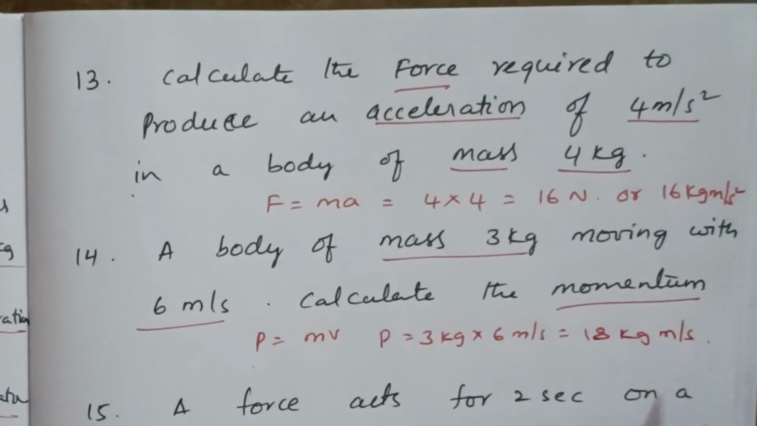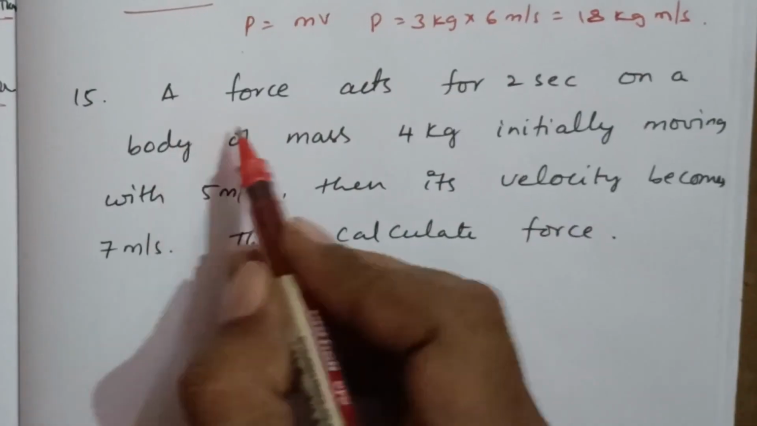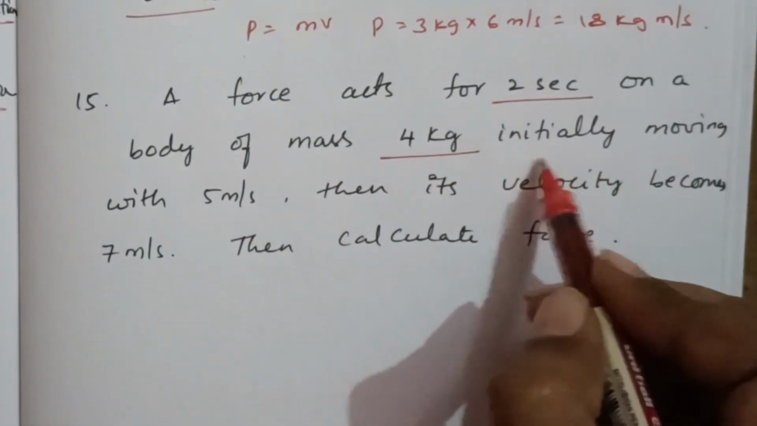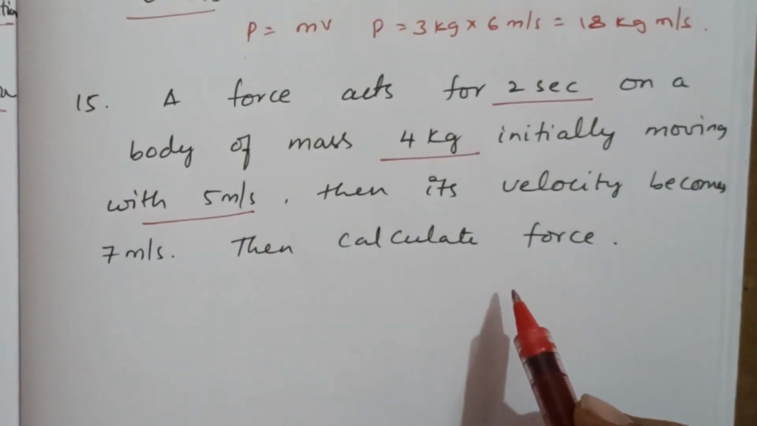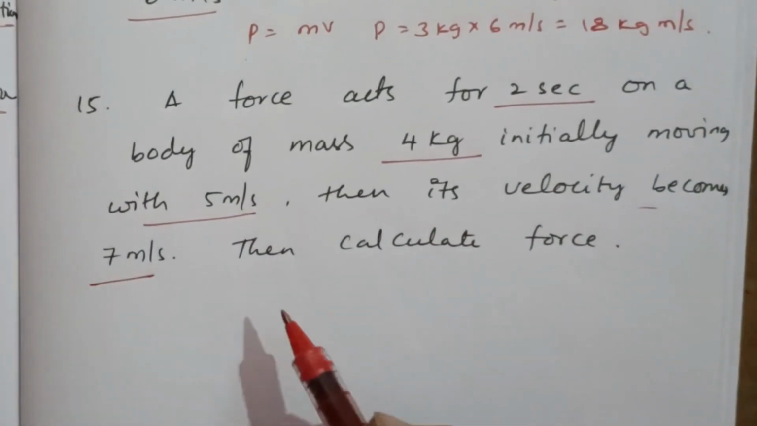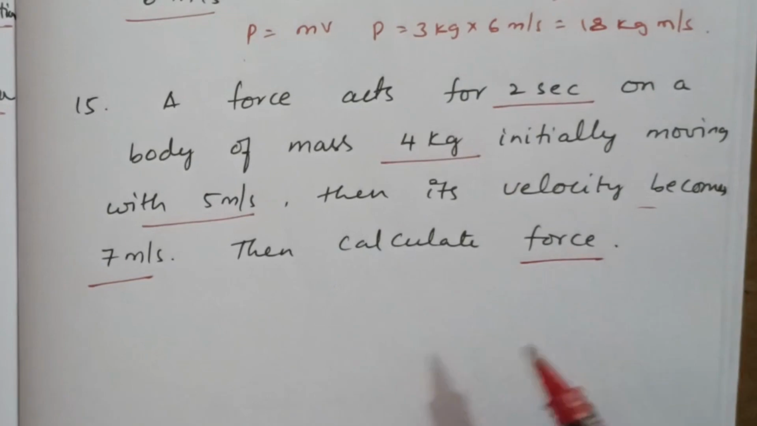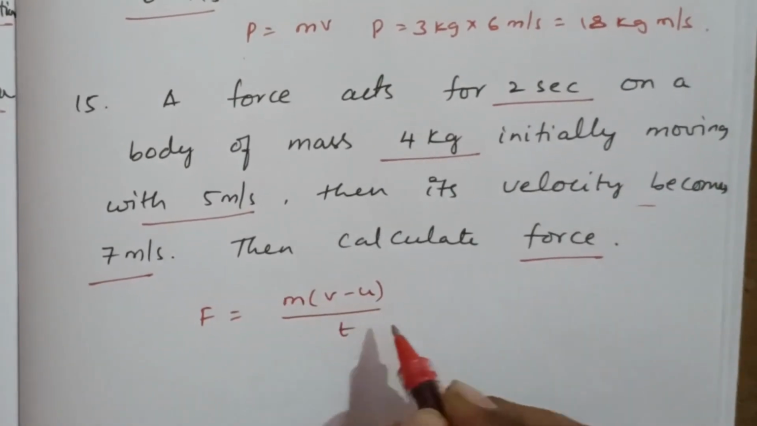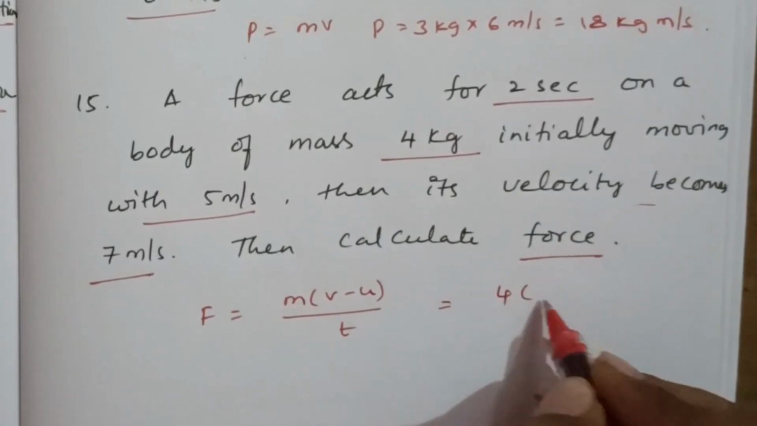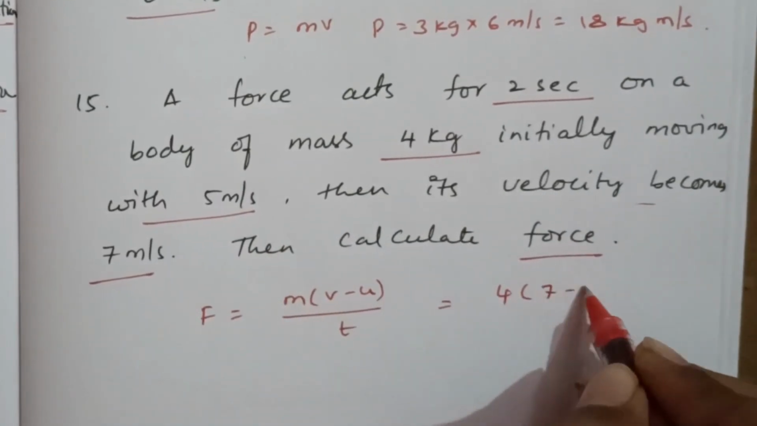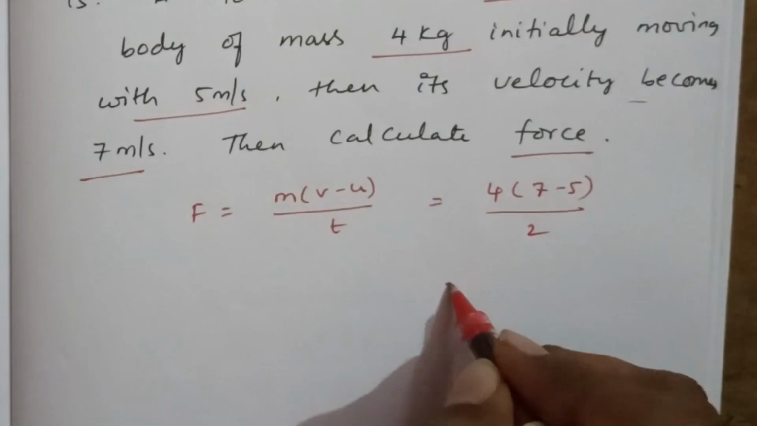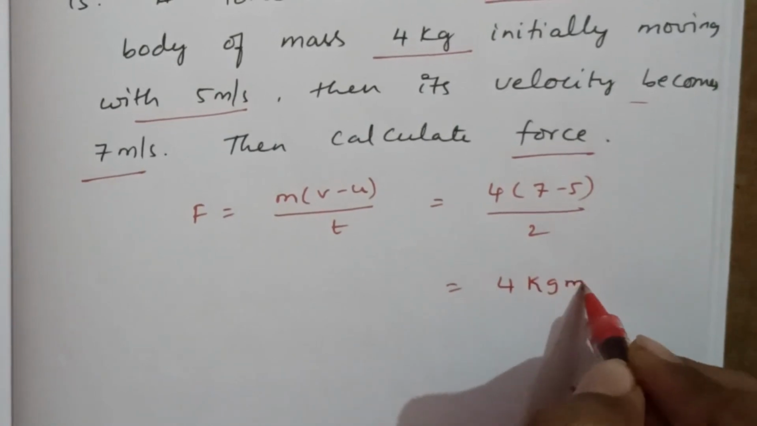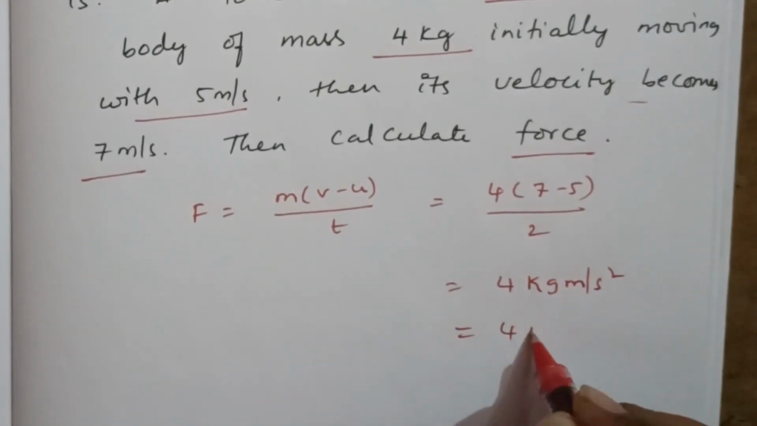kg meter per second. A force acts for 2 seconds on a body of mass 4 kg initially moving with 5 meter per second. Its velocity becomes 7 meter per second due to this force. Then calculate the force. F equal to m into (v minus u) by t. M is 4 kg, v minus u is 7 minus 5, by time 2. So 4 kg meter per second square or 4 Newtons.